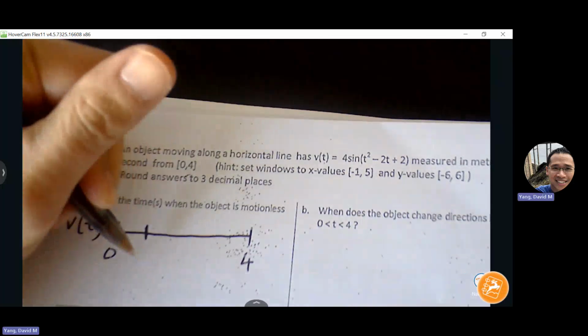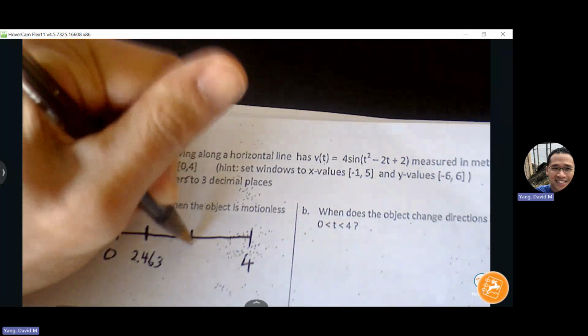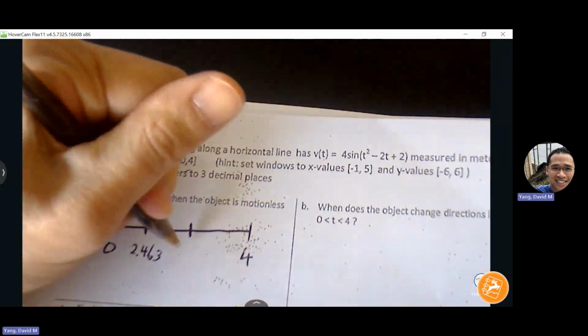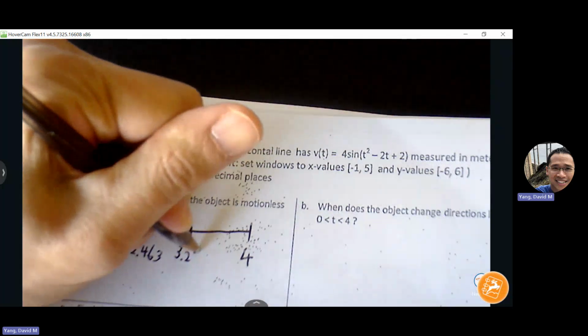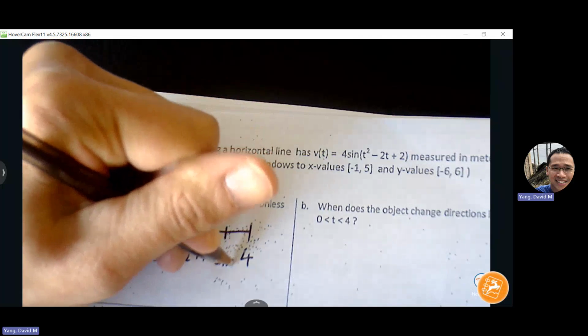So the first one that we found was 2.463. And then you will repeat the process again for the next 2. The next one is 3.299. And the last one is 3.903.